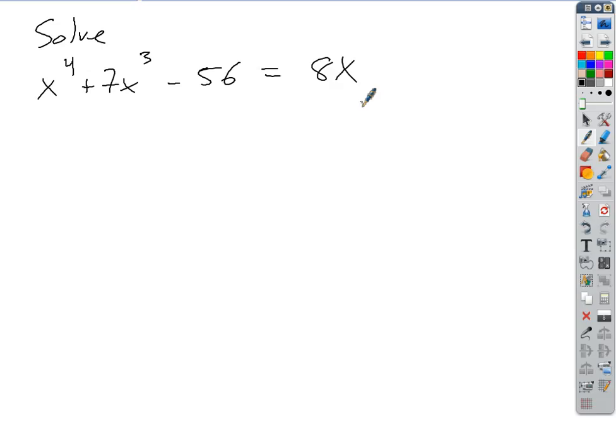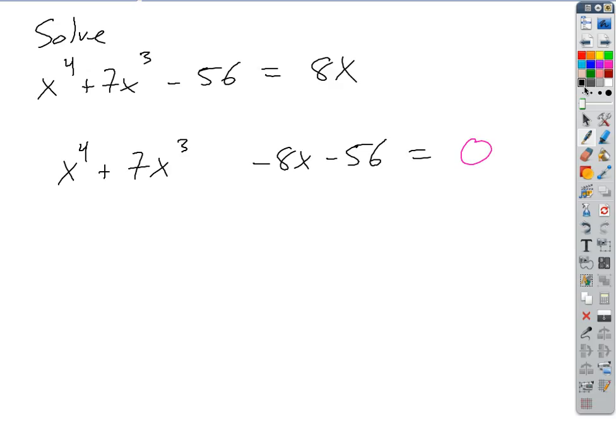Now, what do we do when we're solving a polynomial equation? Good, we got to set it equal to 0, don't we? Got to put it into standard form. So we're going to subtract 8x from both sides. And then let's write the polynomial in standard form, where the x would go between the 56 and the x cubed. We always want to write it in descending power of x, right? So we'd end up with x to the 4th plus 7x cubed minus 8x minus 56 equals 0. Right?